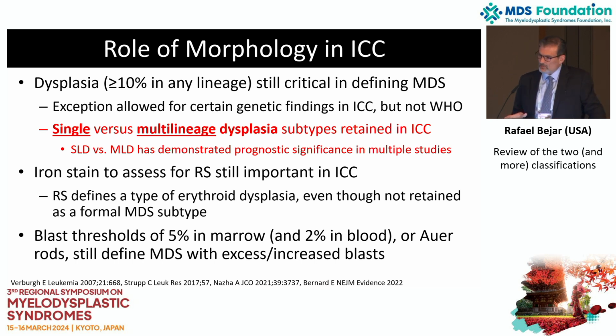Single versus multi-lineage dysplasia is a difference between the 2 groups, as I mentioned, and even in the ICC, where we don't have an RS subgroup, it still is important to look for ring sideroblasts as a morphologic or dysplastic feature, and of course, because it's relevant to the label of some drugs that are used to treat MDS.